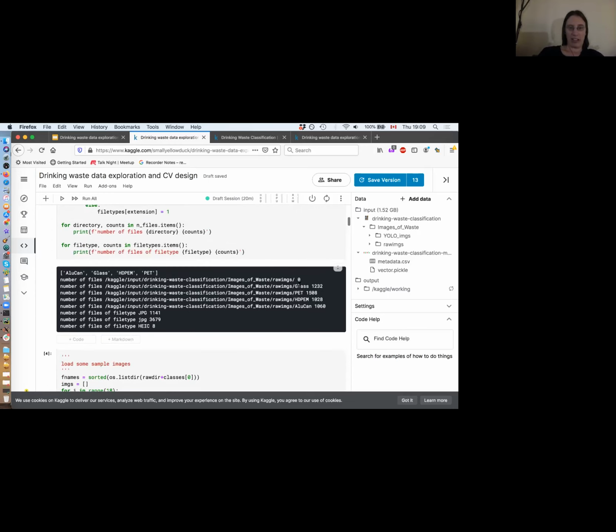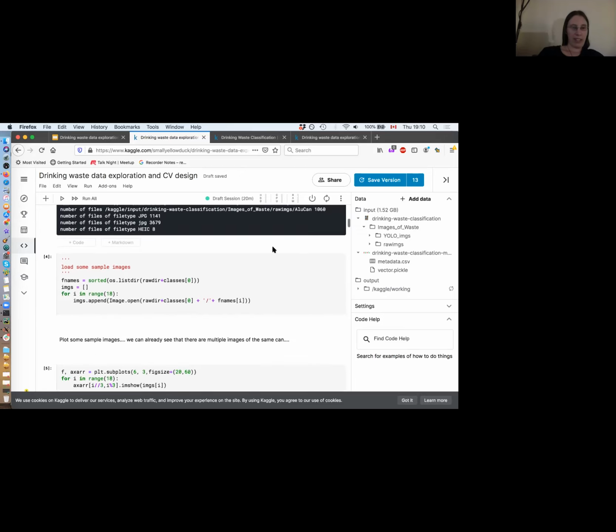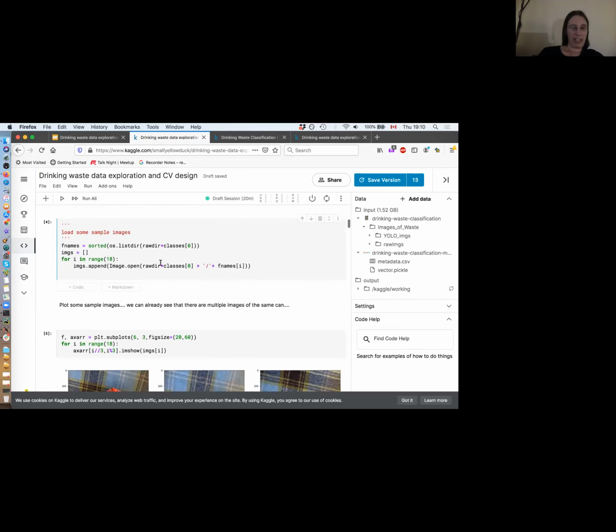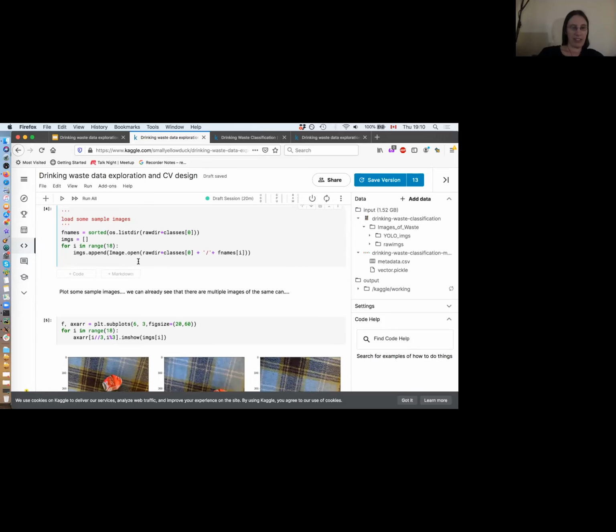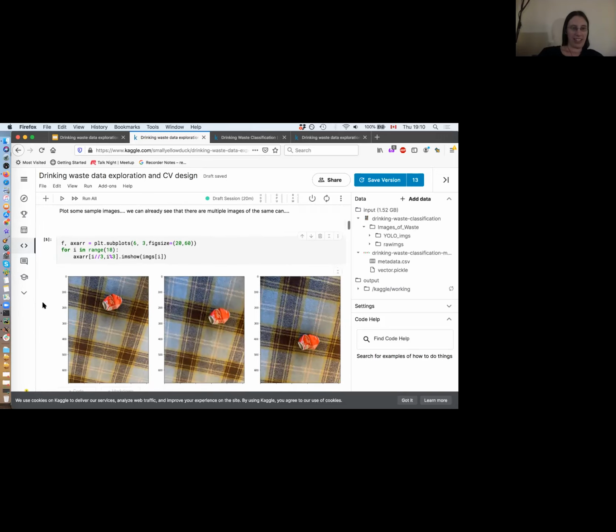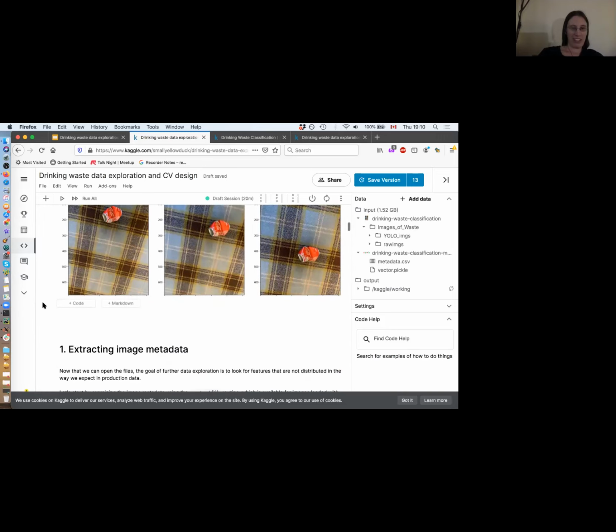So I printed out in each directory how many files are there in the directory. So you've got 1,000 to 1,500 files in each directory. And okay, now we can also take a look at some of the sample images here too. Oh yes, this can looking very familiar now.